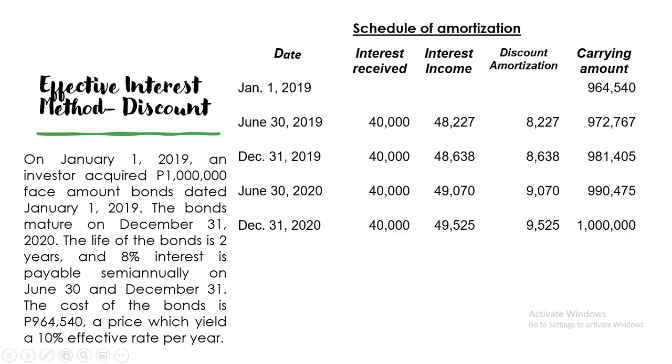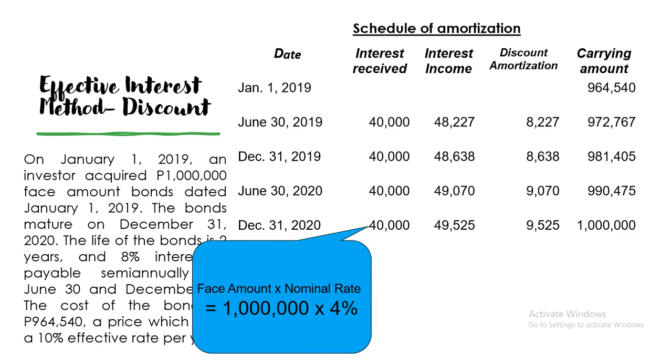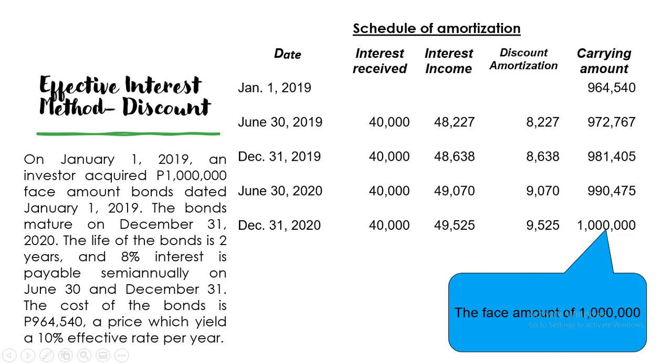And the last one, December 31, 2020, same pa rin po interest received, but in this case, we will start at the carrying amount. So, ni-skip natin yung interest income saka discount amortization, kasi to compute these two, we will use yung workbook. So, let's start with the face amount.